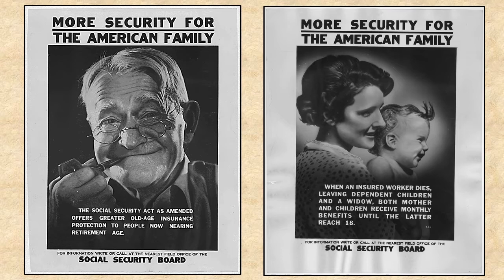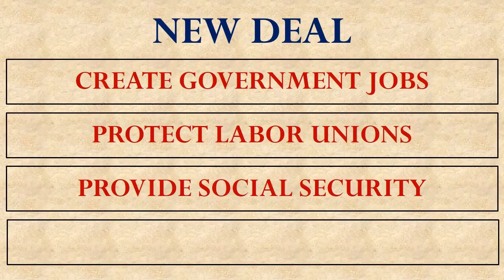Third element of the New Deal can be seen in these posters from the time period, where it's introducing the idea of Social Security, where when a person reached a certain age, they could retire and they would get payments from the government. Or if the breadwinner in the family were to die, then the dependents that were left behind, such as a mother with young children, would also get checks from the government. This then gives our third element of the New Deal, that it would provide Social Security for people.